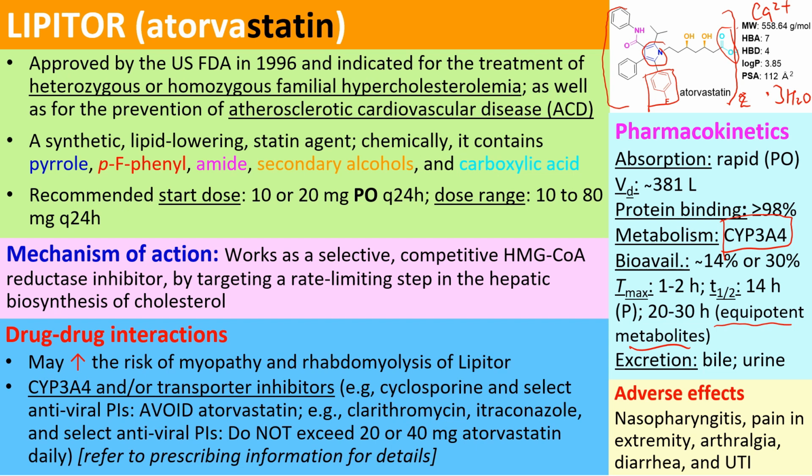In some other cases, for example, the macrolide antibiotic clarithromycin, azole antifungal itraconazole, and select antiviral protease inhibitors, make sure not to exceed 20 or 40 milligram atorvastatin daily. Please refer to the prescribing information for details. The adverse effects: nasopharyngitis, pain in extremity, arthralgia, that's the joint pain, diarrhea, and urinary tract infections.